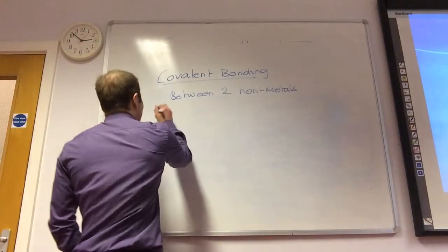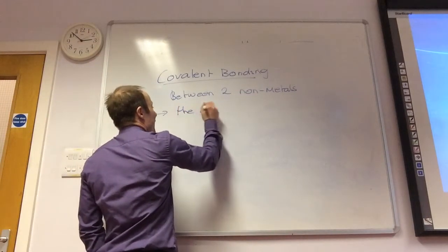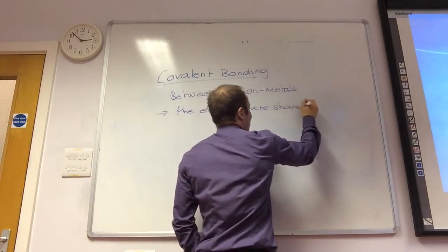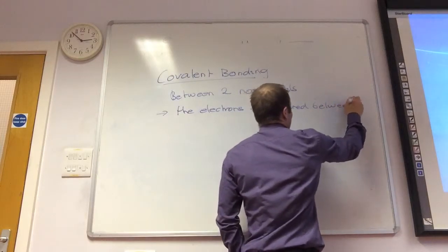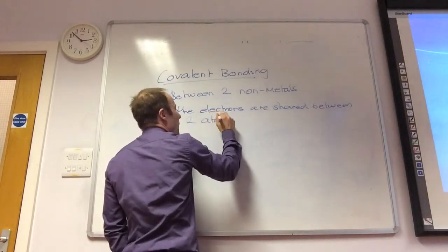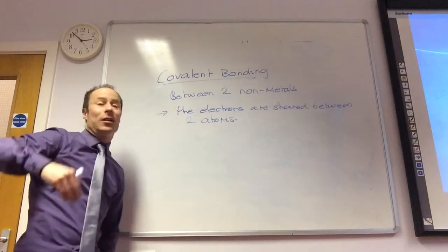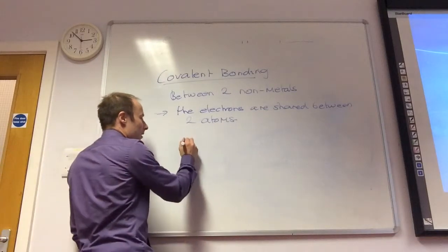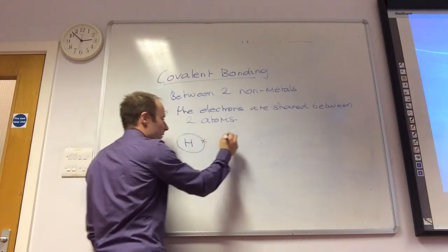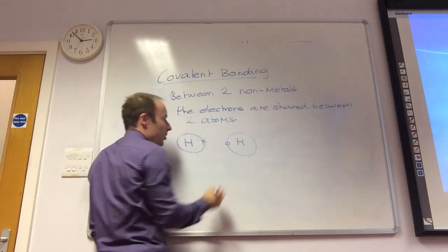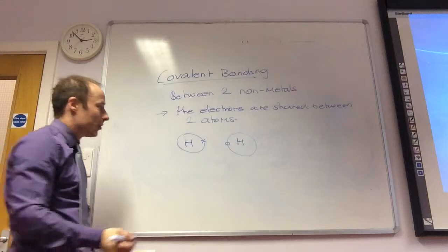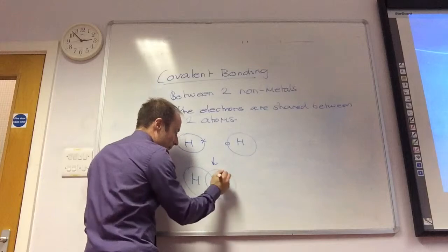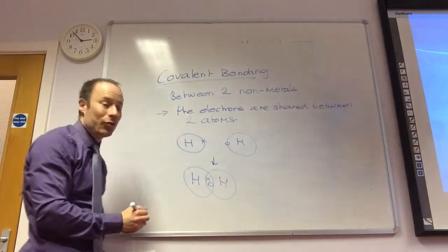And the key difference is the electrons are shared between two atoms. So in ionic bonding, it's a complete transfer. In covalent bonding, they're shared. So the simplest example would be two hydrogen atoms coming together. So those are my two hydrogen atoms. They both want two electrons, so they join up by sharing those two electrons, like so.